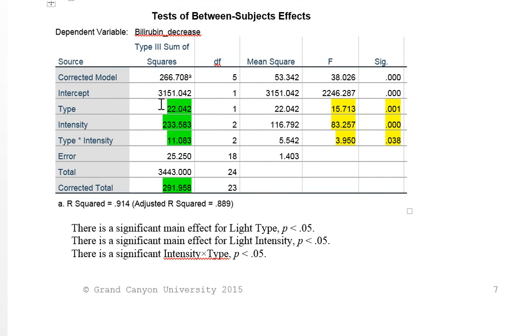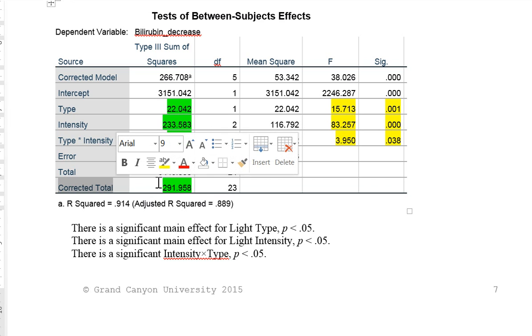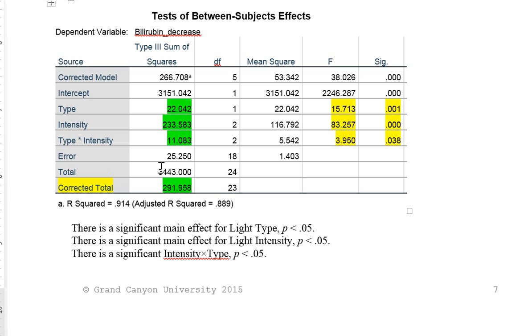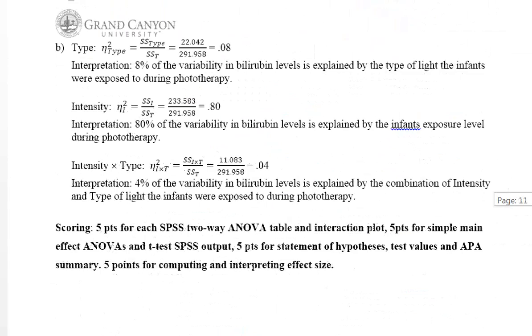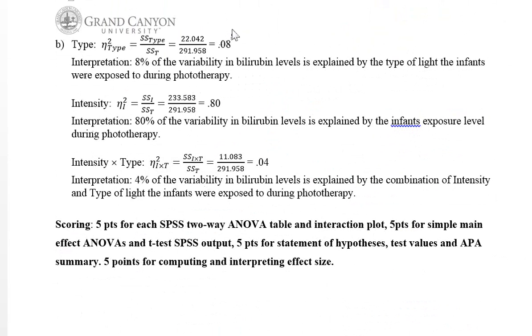So to get eta squared for type, you do 22.042 divided by, and we're using corrected total here. Make sure you use the corrected total and not this total, because that includes these 2 rows that we left out. Then we do 233 divided by 291, and then 11 divided by 291. So those are your eta squared ratios. And those are these guys here. They give you 8%, 80%, and 4% to 2 decimal places, which is what they asked for.